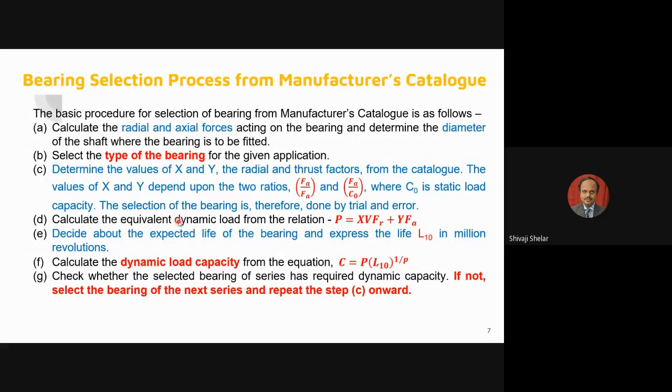So bearing selection from a manufacturer's catalog is an algorithmic process, but it is also a trial and error method. To use a trial and error method, you require appropriate experience. You require proper knowledge of the application where this bearing is to be used. Then only can you select the right bearing for the right application, and then your selection becomes safe.